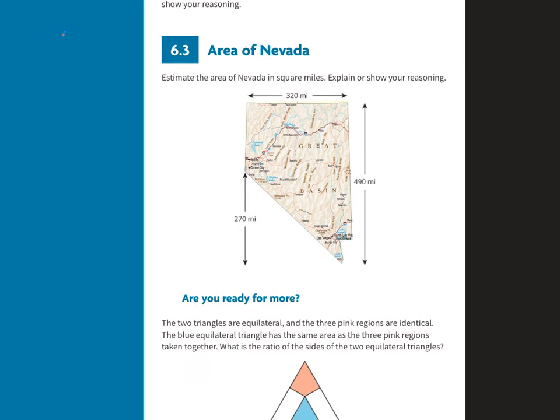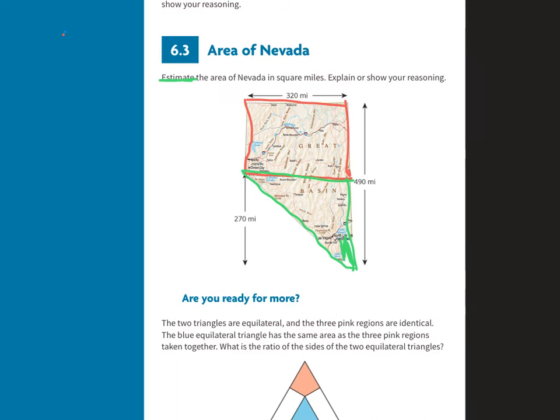49, and we have a picture of Nevada. It's the same type of thing. Estimate the area of Nevada. Show your reasoning. So we can break it up into 2 shapes again. We can break it up right here. We have about a rectangle up top, and we have a triangle on the bottom-ish. We're missing this little part right here, but it says to estimate, right? So we're going to be close.